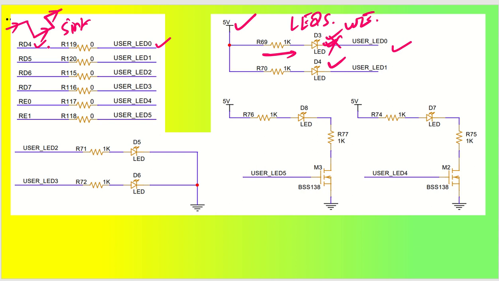Another way to connect LEDs is this one. What I have done is I have connected LED 2 and LED 3, user LED 2 and user LED 3, to the microcontroller pin directly. So that is going to RD6 and RD7. Got it?